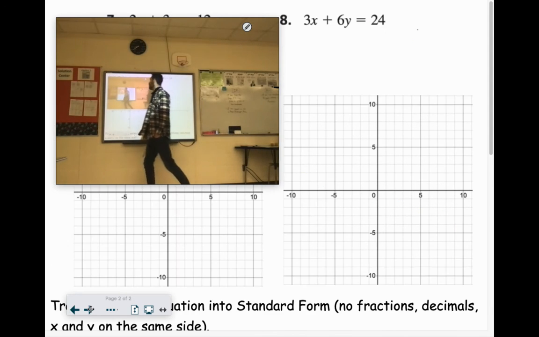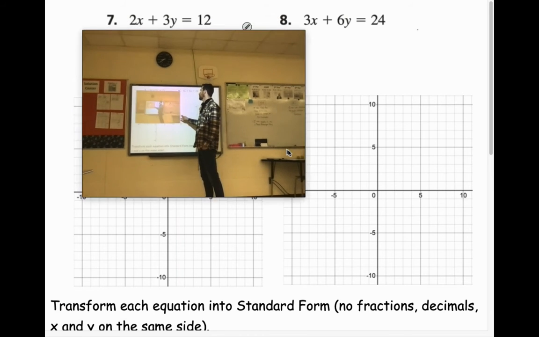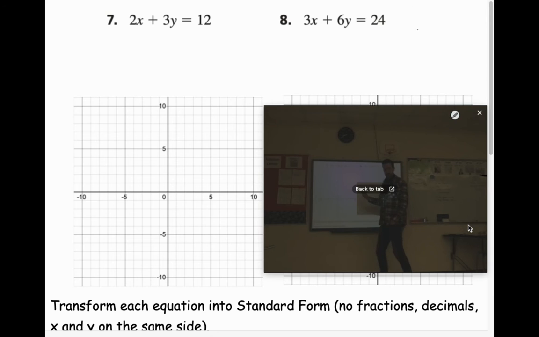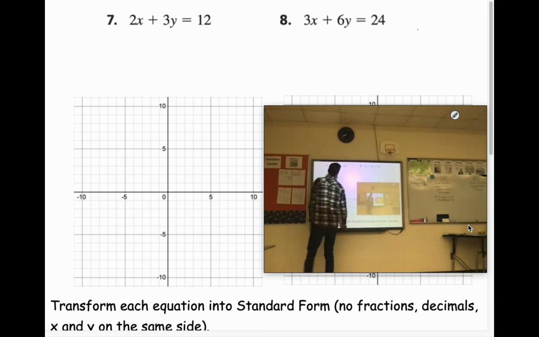I have 2 more here. I would like you to actually try these. Pause it, try it. I'm going to go over it real quick and then check if you got the same thing.